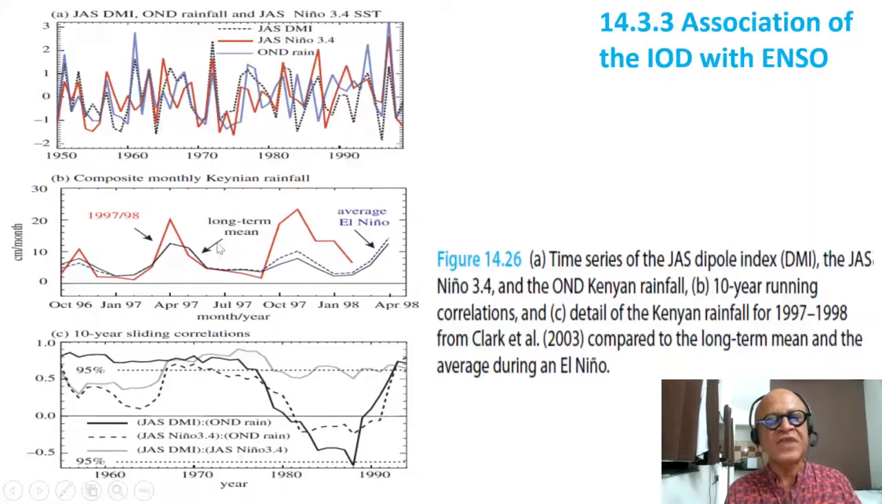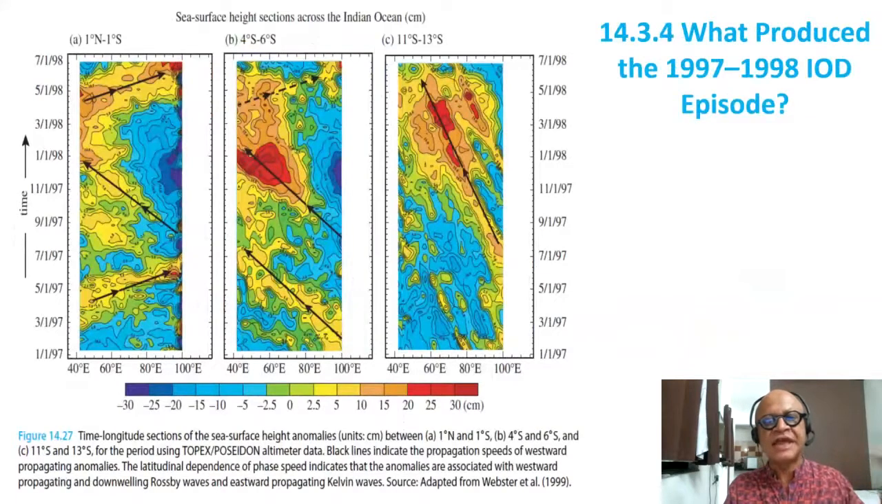Considering how infrequent this IOD event is, one has to be careful about whether IOD is just adding to the ENSO signal or whether it's adding some independent information. For example, the IOD relation with the Indian monsoon is also not so robust.